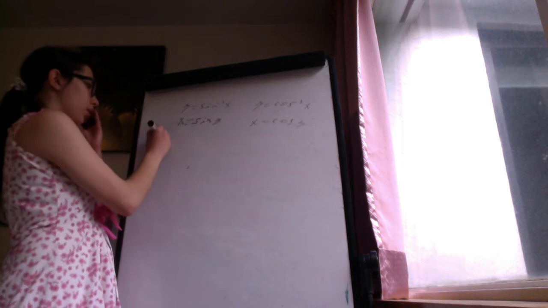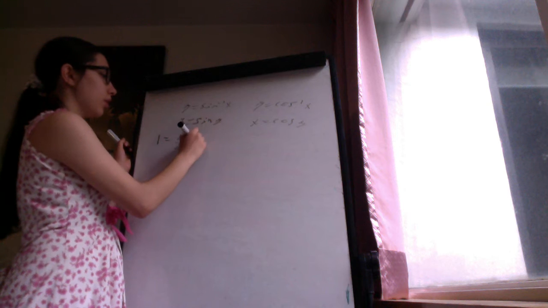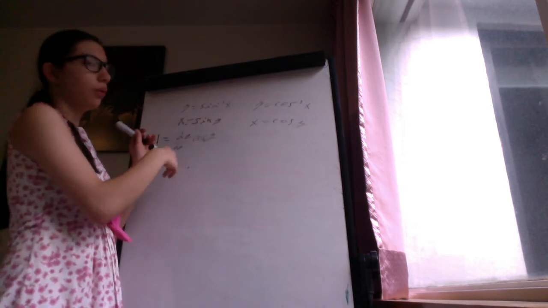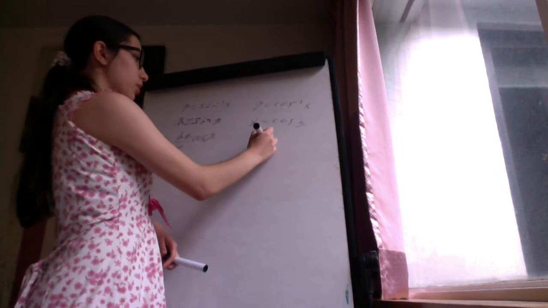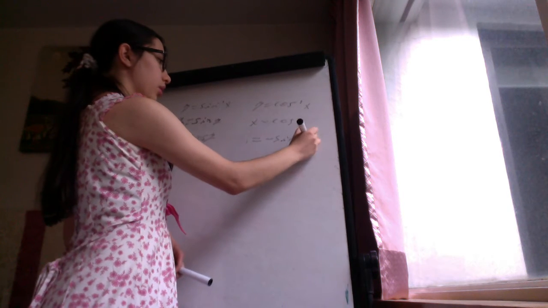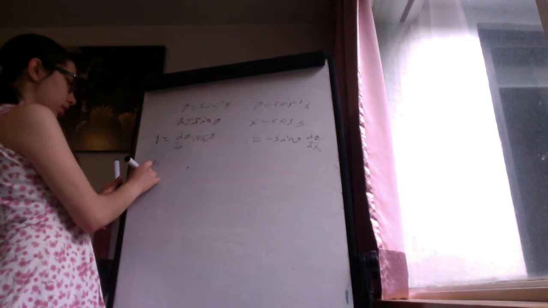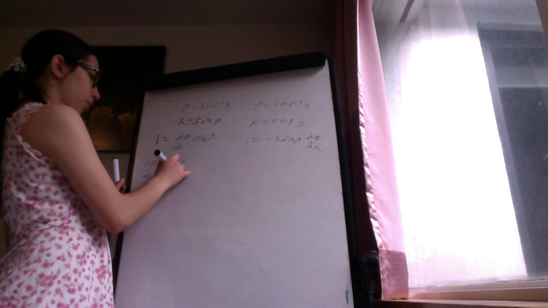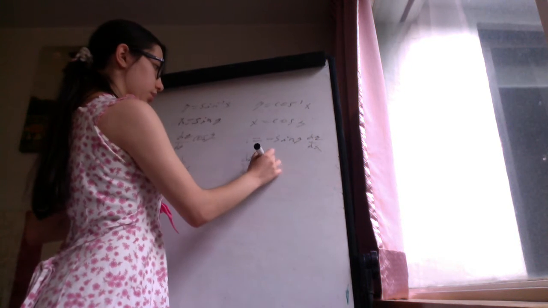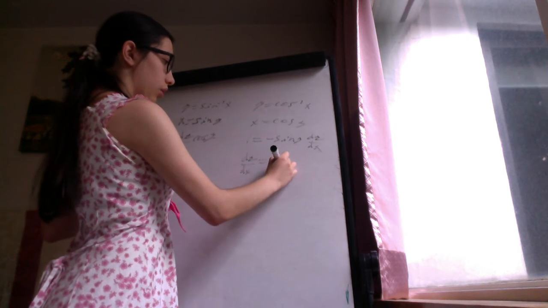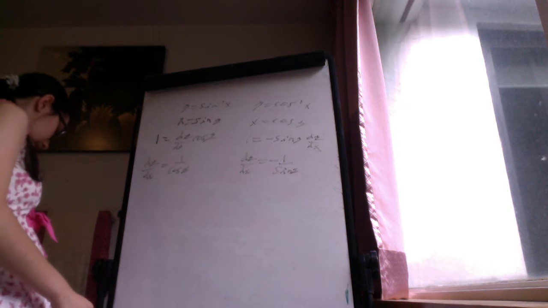Derivative of this will be 1 equals dy dx times cosine y. Here we are doing the comparison, so I will go quickly. Here is 1 equals minus sine y dy dx. So dy dx is equal to 1 over cosine y, and here dy dx is equal to minus 1 over sine y.